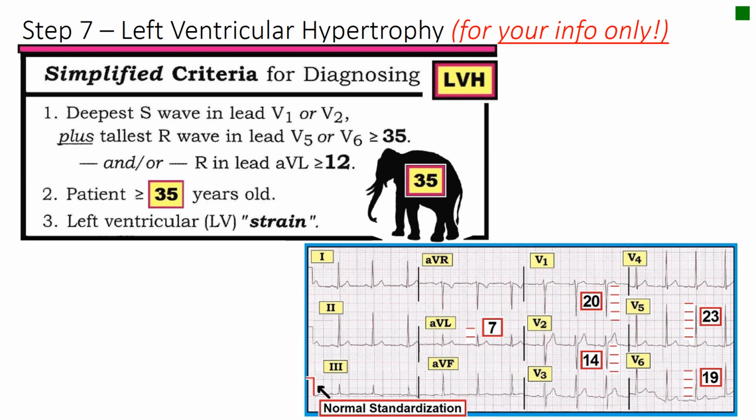I don't see any left strain pattern. Often you get ST depression in V5 and V6, but I don't see that in this case.